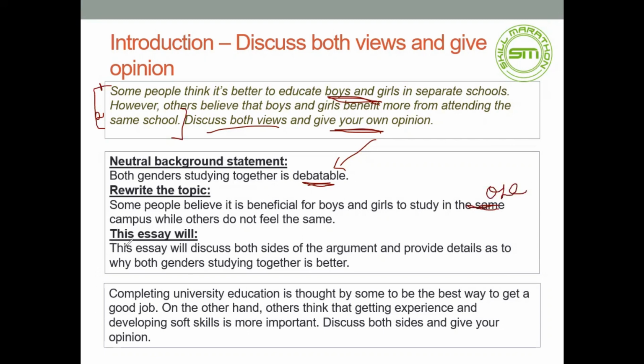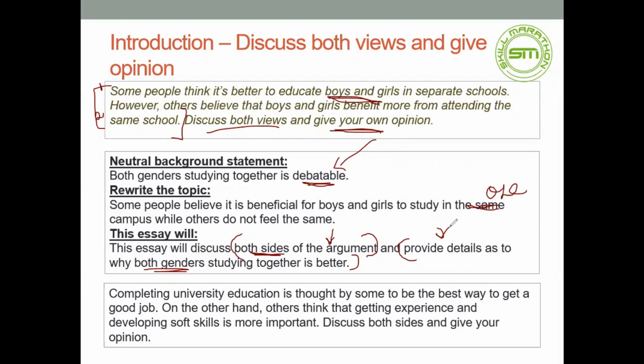And then what am I going to discuss? This essay will discuss both sides of the argument, because I have to discuss both views and provide details as to why both genders studying together is better. Correct? And why am I writing this particular thing? Because it's my opinion. I feel that boys and girls should study together and it is better. That's why I've given my opinion. I've first mentioned it discusses both sides of the argument, and then given my opinion, which says this essay will provide details as to why both genders studying together is better.